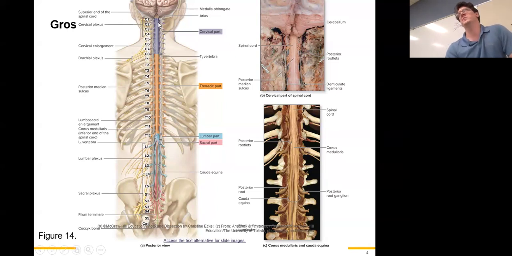Now, the spinal cord itself is going to vary a little bit from top to bottom, both in its size. So we're going to have a couple of enlargements.